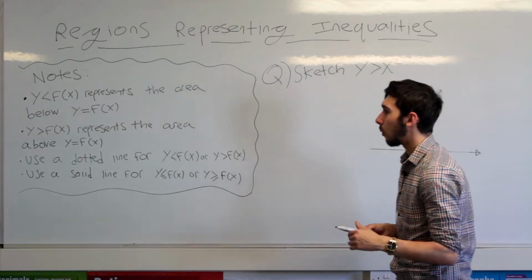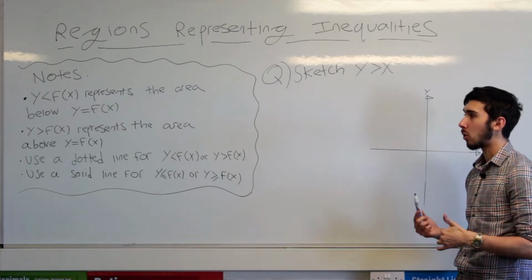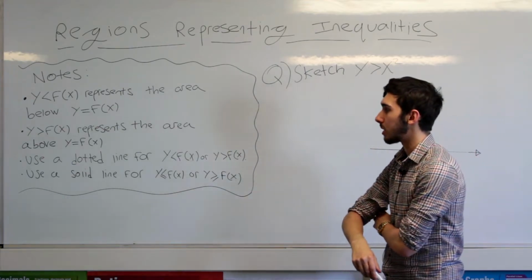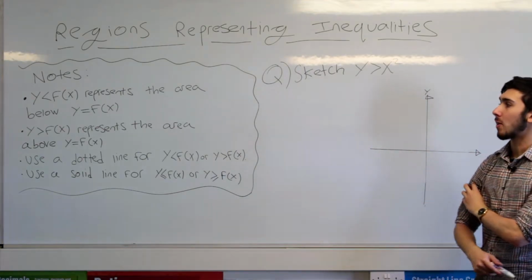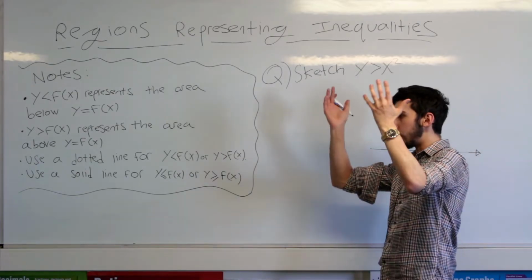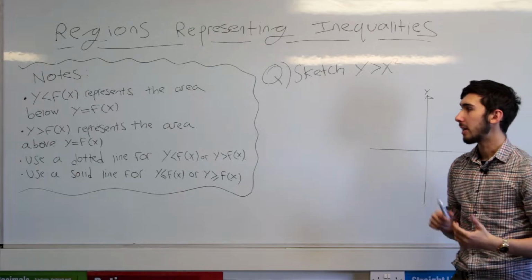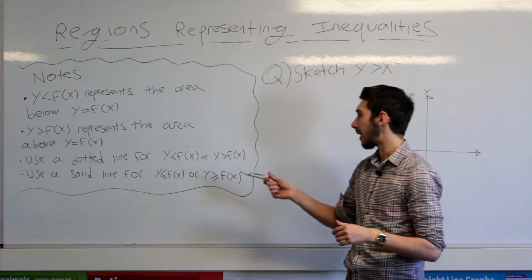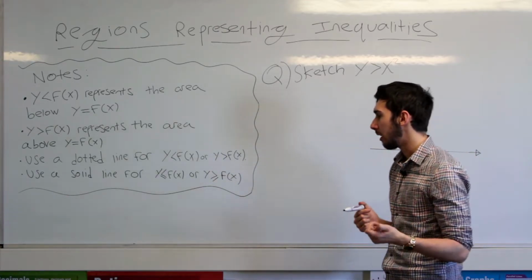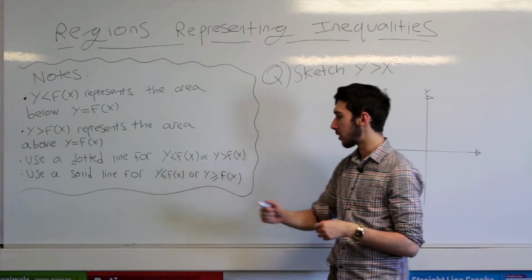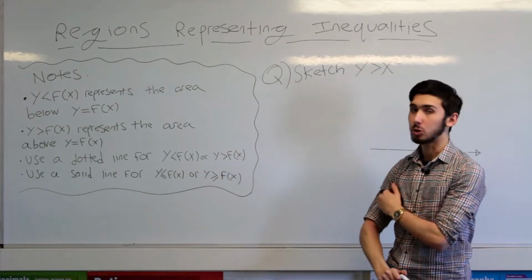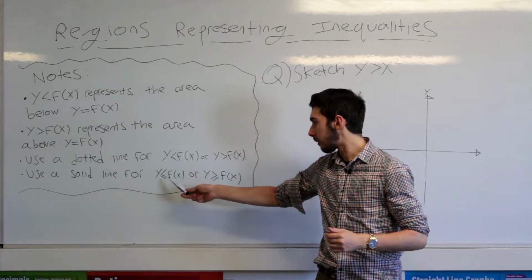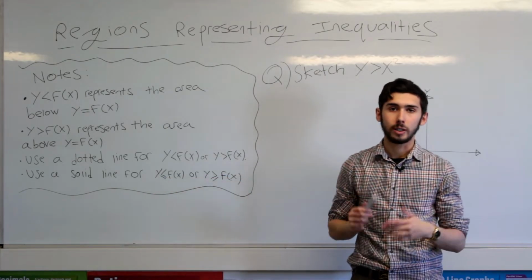Essentially, y is less than f of x, that region on the graph literally just represents the area below the graph y equals f of x. Likewise, y is greater than f of x represents the area above the graph of y equals f of x. And you need to use a dotted or dashed line for when y is less than f of x or greater than f of x, and a solid one for when y is less than or equal to f of x, or when y is greater than or equal to f of x. So if the inequality has an equals sign embedded in there, you need to use a solid line for it, okay?